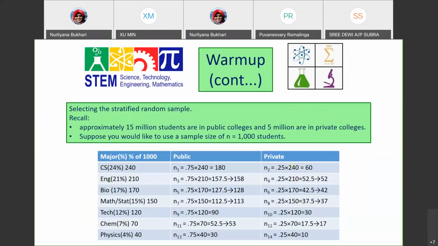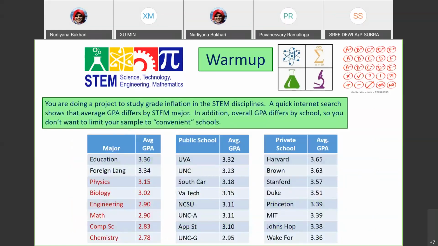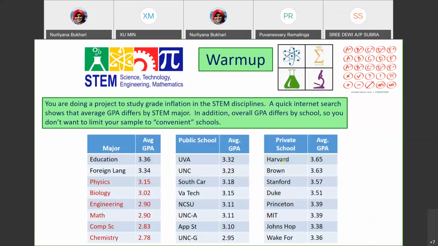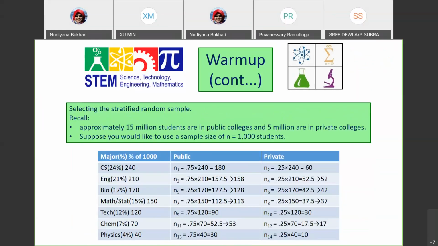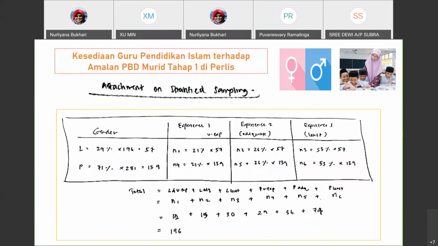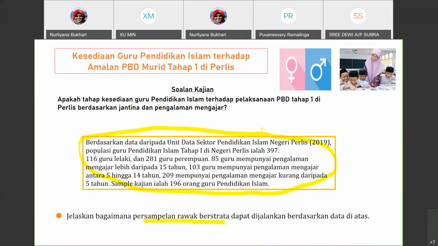And the calculation is here. If you are not into calculations yet, just take your time to understand the slides, and the calculations are all here. And this is another one, guru pendidikan Islam terhadap amalan pentaksiran bilik darjah. And this is the information on how you're going to do the stratified. I think I'll do this for you. This is what I come up with from this information.